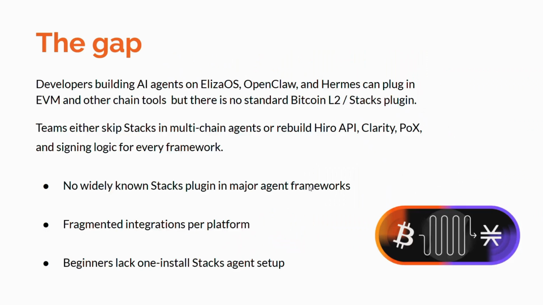Now, the gap. Developers building AI agents on Eliza, Openclaw, and Hermes, the aforementioned frameworks, can plug in EVM and other on-chain tools, but there really is no standard Bitcoin L2 plugin, which is an issue. So teams building this either skip Stacks in multi-chain agents or rebuild using the frameworks available to them, Hiro API, Clarity, just to name a few. For every framework, this is really tedious.